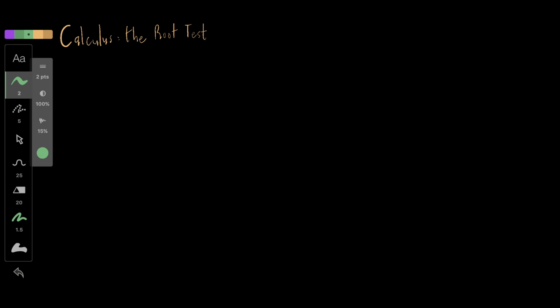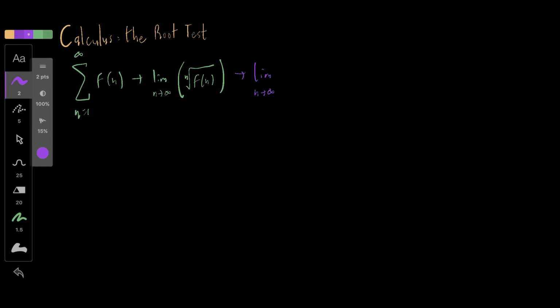Let's say we have an infinite series of some function f of n. Now, the idea is we take the limit as n approaches infinity of the nth root of f of n. This is also the same thing as the limit as n approaches infinity of f of n to the power of 1 by n. And there are again three conditions.